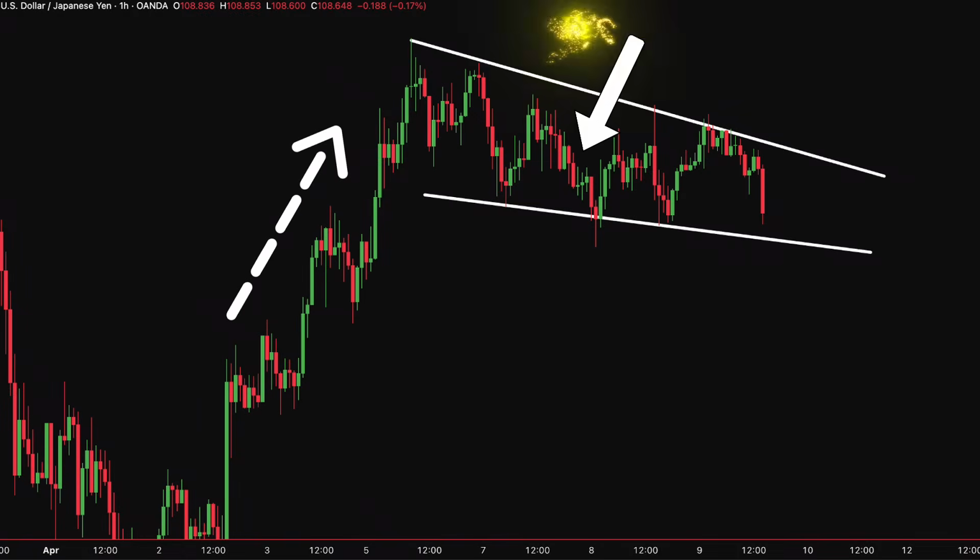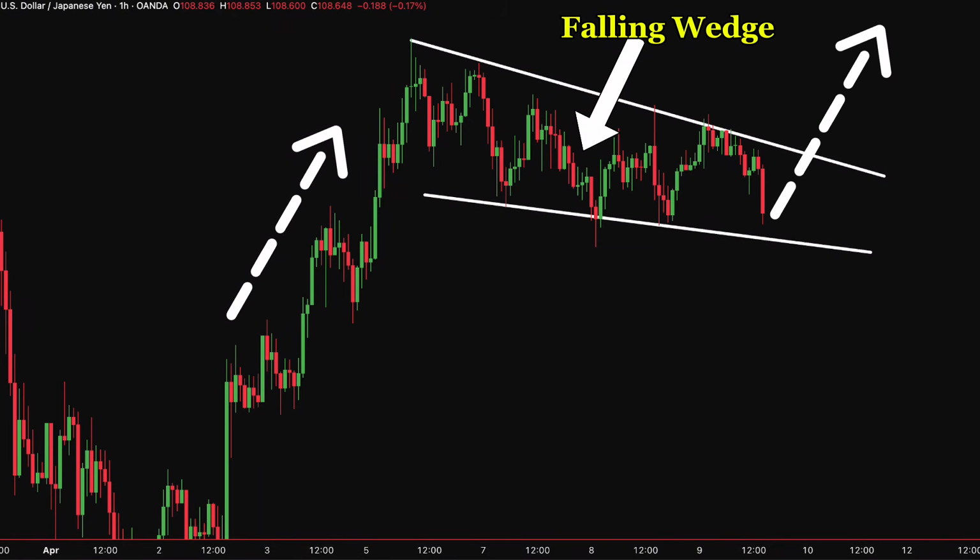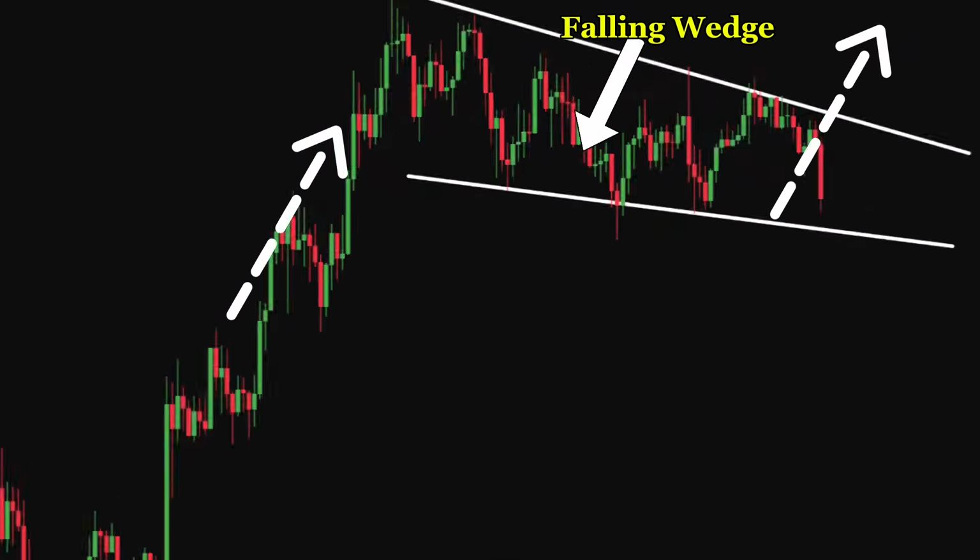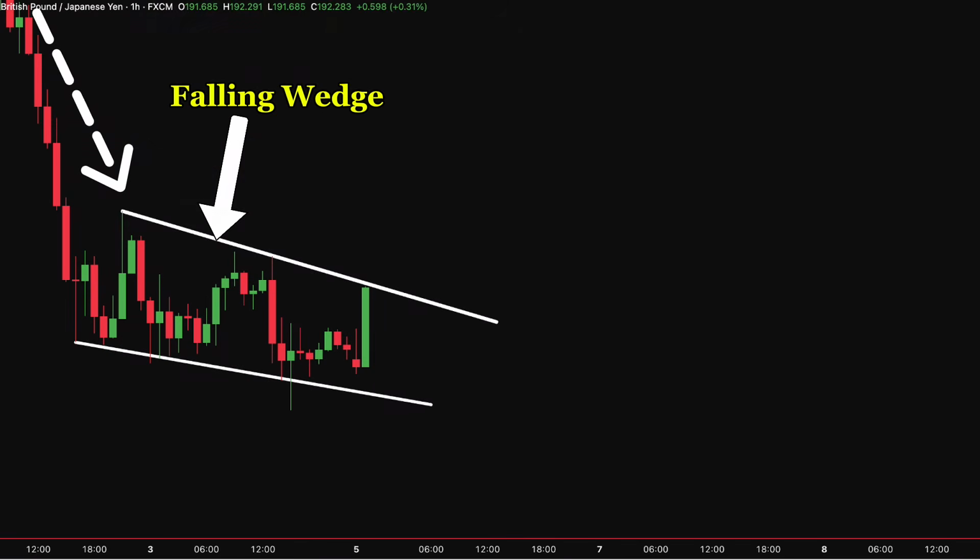In a bullish trend, a falling wedge may show up as a brief pullback, and a breakout to the upside often signals the continuation of the uptrend. In a bearish trend, the falling wedge can act as a reversal pattern. The downward move slows down, and a break above resistance can mark the start of a new bullish phase.